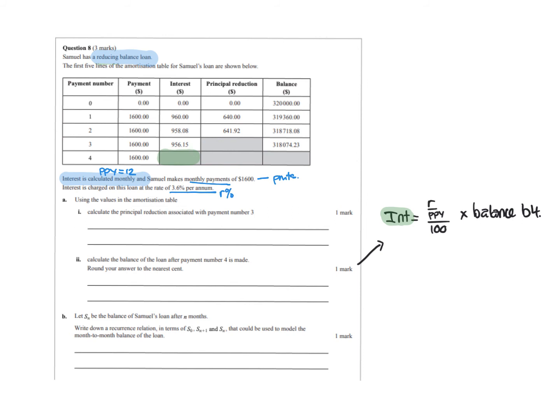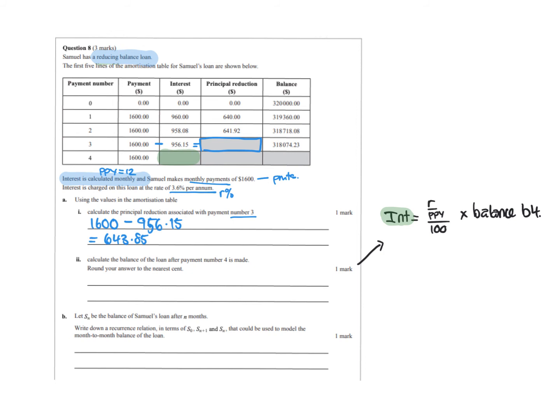Okay, so using the values in the amortization table, calculate the principal reduction associated with payment number 3. So they want this amount here. This is that first question. Now we know that is always the payment minus the interest. So we simply have to go 1,600 minus the 956.15 and we'll get our answer. Okay, so 643.85.